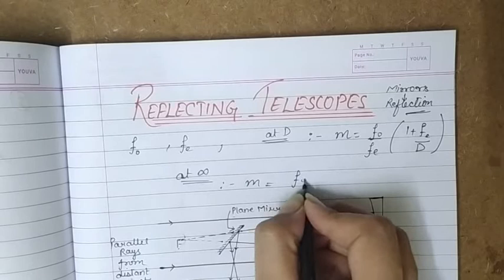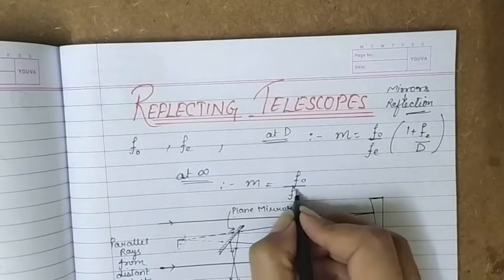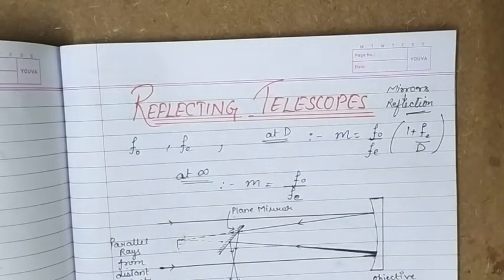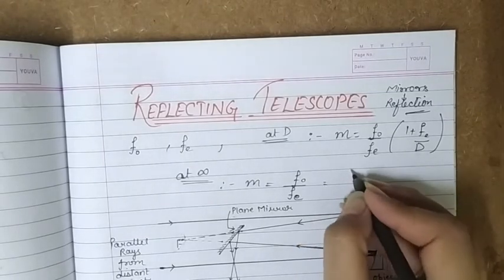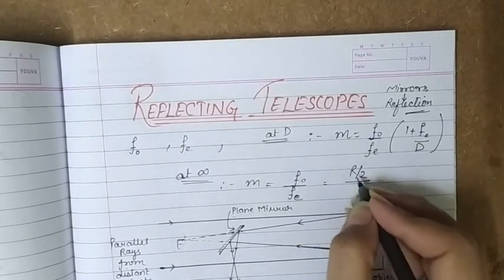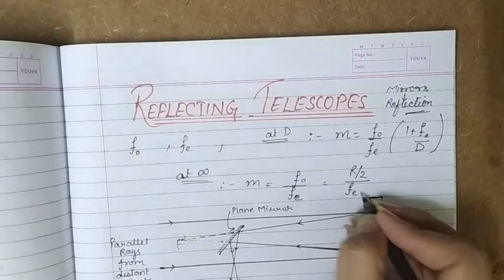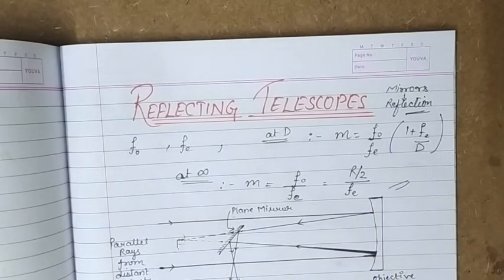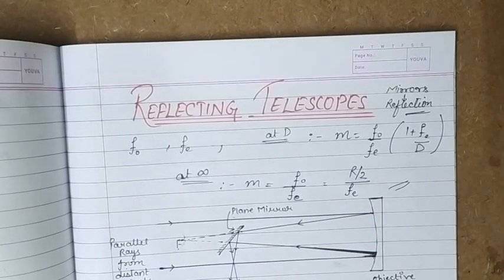While if the final image is at infinity, in that case m will be f naught upon fe, or we can also call it R by 2, where R is the radius of curvature, R by 2 upon fe. So these are the values of magnification that we get from a reflecting type telescope.